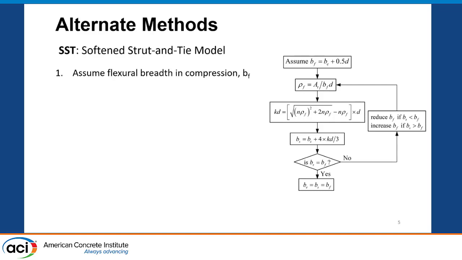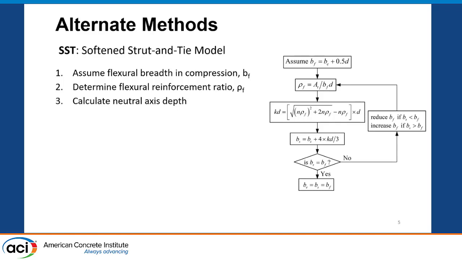So the first thing you do is you're going to assume a flexural breadth in compression, and that's B sub F here. And this is an iterative process, so you can start really anywhere you want, but if you want to converge relatively quickly, you can start with this value here. Then you're going to determine the flexural reinforcement ratio based on the amount of reinforcement that crosses the plane that you're assuming, and that's rho sub F. Then you're going to do a sort of classical calculation here to get your neutral axis depth. From there, you'll calculate a shear breadth, which is just B sub C, plus this ratio here.